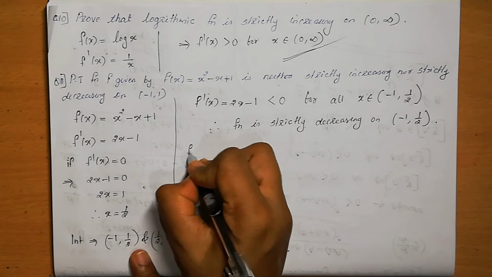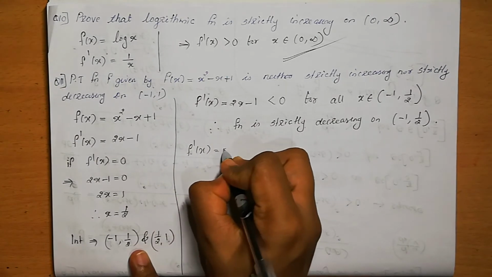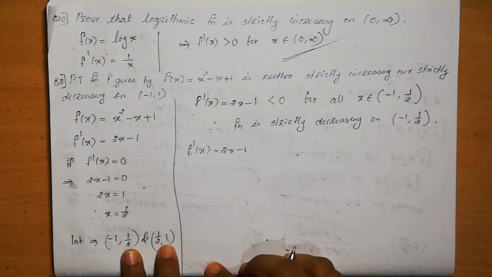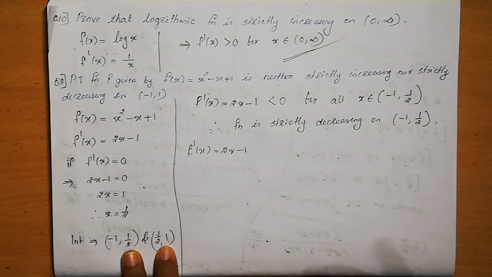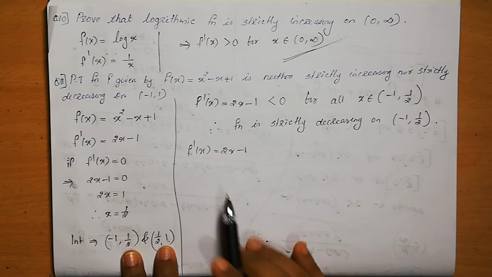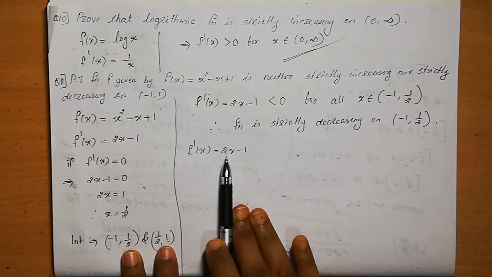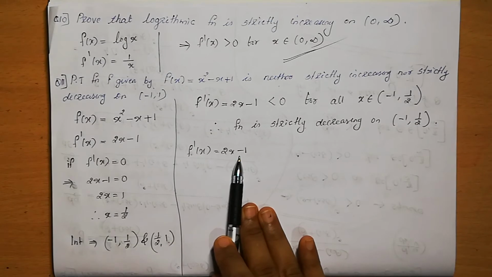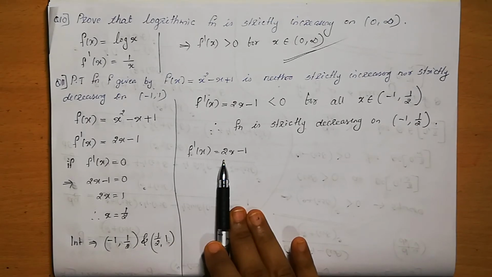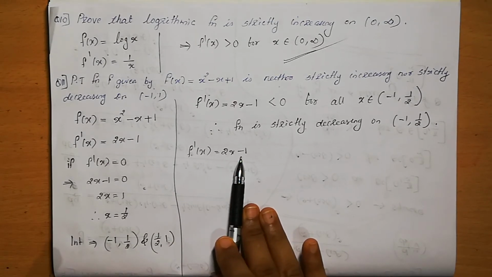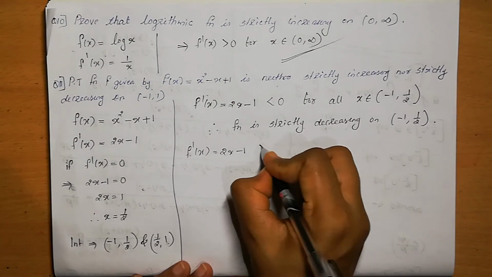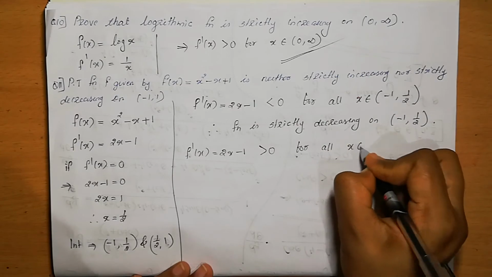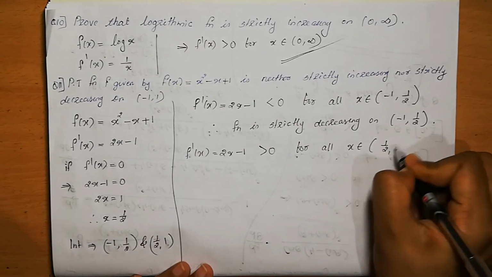Next, f dash x, next interval we can check. F dash x is 2x minus 1. 1 by 2 to 1 means 0.5 to 1. That means 0.6, 0.7, 0.8 like that only, right? Suppose I am taking 0.6. 0.6 into 2 is 1.2. 1.2 minus 1 is greater than 0 only. 0.7 we are taking means 1.4 minus 1, that is also greater than 0. Correct. So the function is greater than 0 for all x belongs to 1 by 2 to 1.